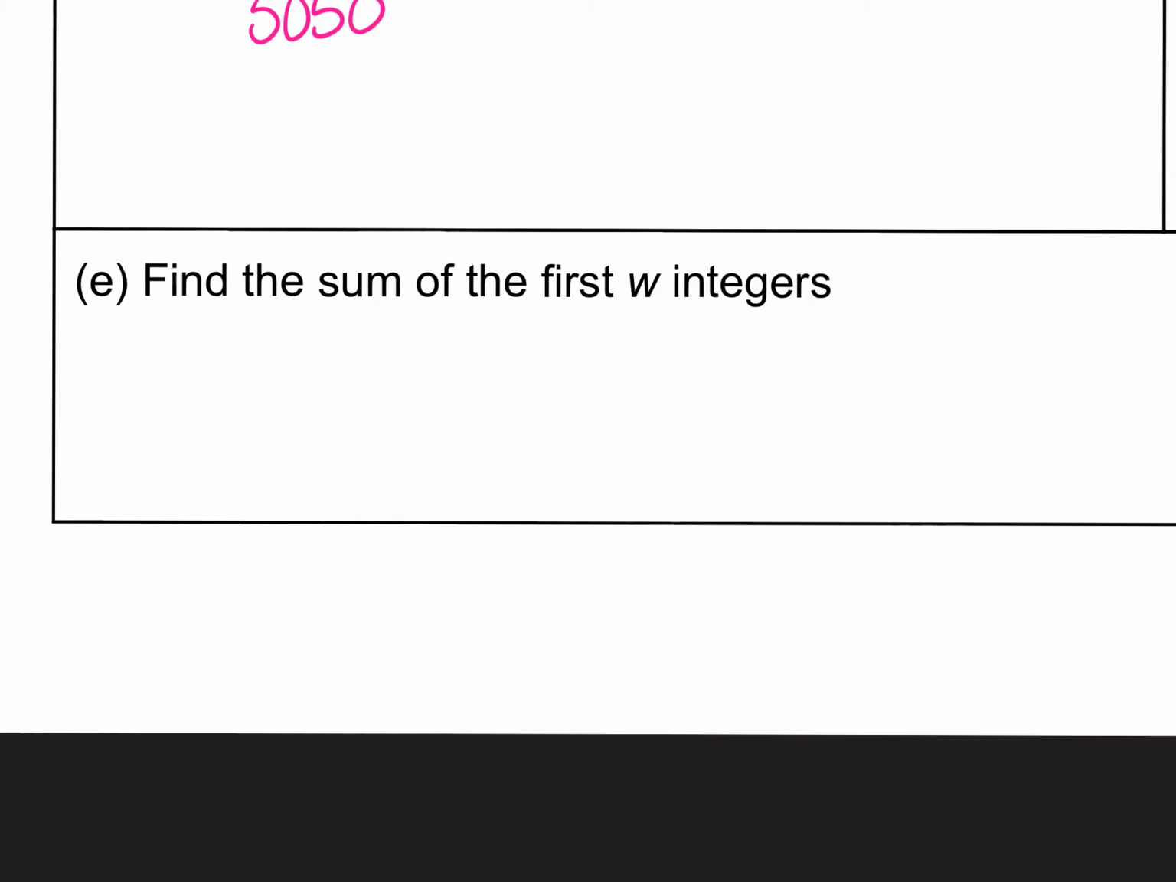So the sum of the first W integers. Well, all right, let's talk about this. So we know the first integer is just 1. We don't know how many integers there are, but we know we're going to go up to whatever W is. And because we're talking about integers, that's going to be just W. Write our formula out. The sum of the first W integers would be, well, n, which is W, over 2 times 1 plus W.